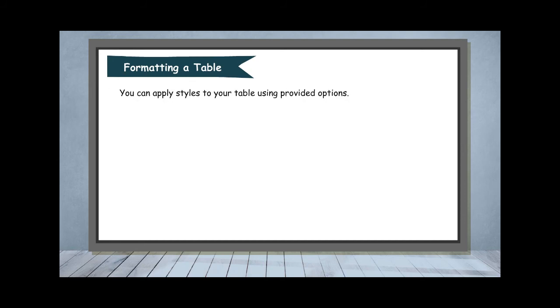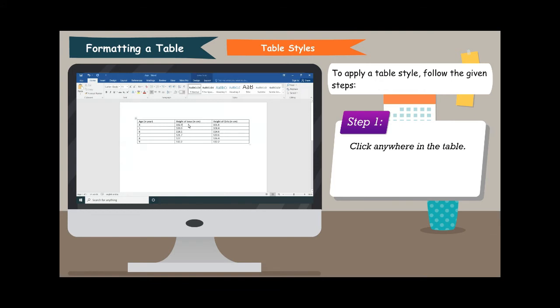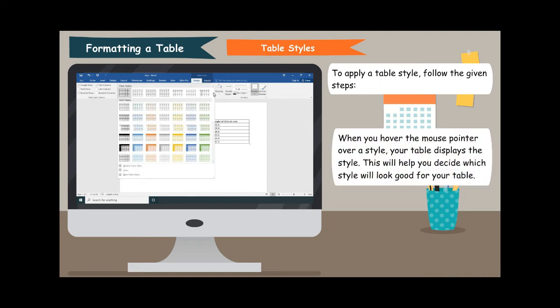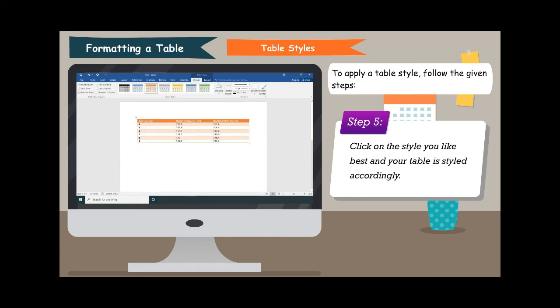Formatting a table. You can apply styles to your table using provided options. Table styles. To apply a table style, follow the given steps. Step 1. Click anywhere in the table. Step 2. Click on Design tab under Table Tools. Step 3. Click on the desired style in the Table Styles group. Step 4. Click on More button to see more styles. When you hover the mouse pointer over a style, your table displays the style. This will help you decide which style will look good for your table. Step 5. Click on the style you like best and your table is styled accordingly.